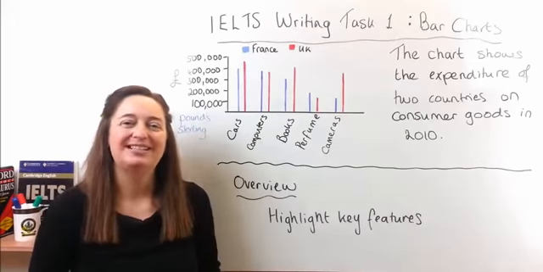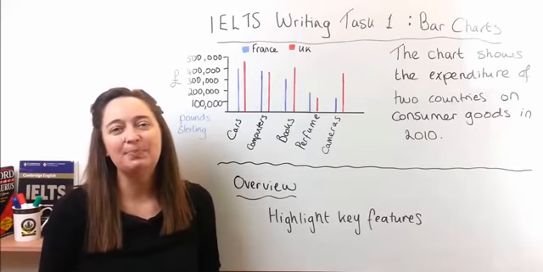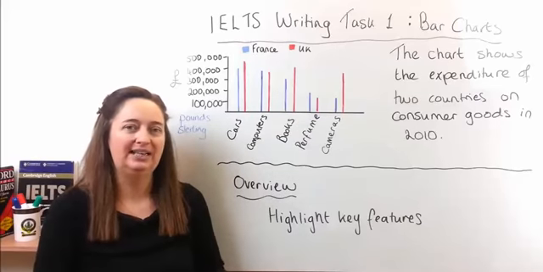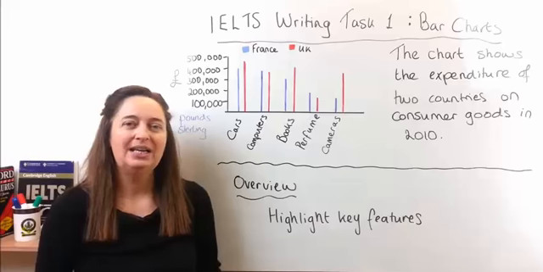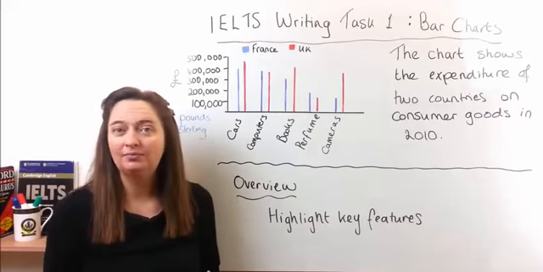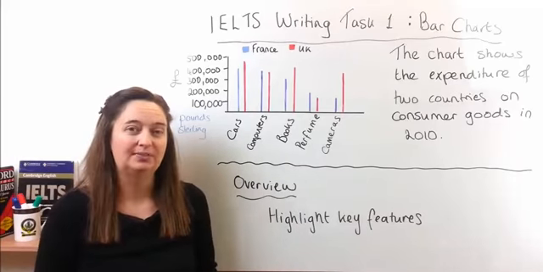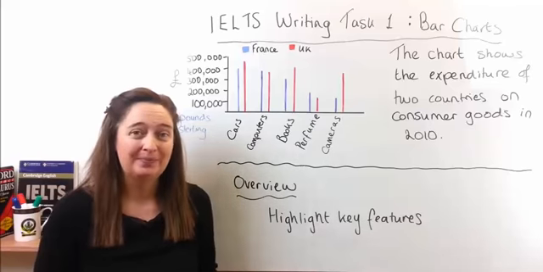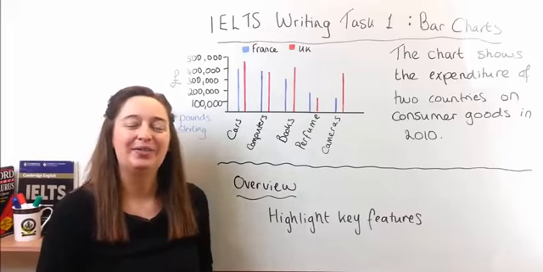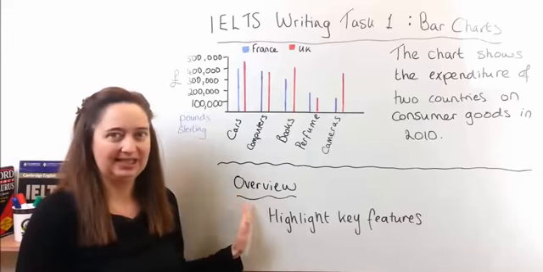The overview is the most important paragraph in your IELTS Writing Task 1. This is the paragraph where you will collect all the key features and put them together in an overview statement. The examiner is looking for the overview. If you have no overview, you will not get above band score 5 for task achievement. That's 25% of your marks. If you have an overview, that's band score 6. If you have a clear overview, that's band score 7. So your band score will go up depending on this overview.